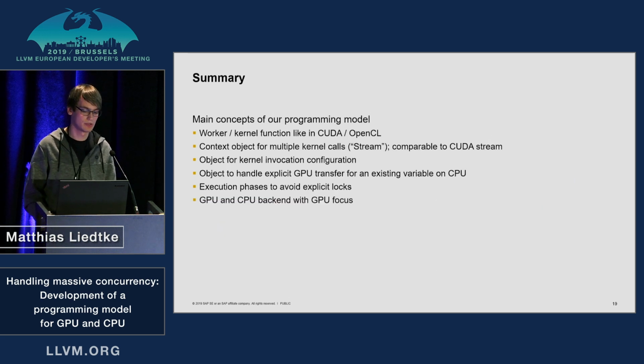So, some summaries about it. What we were able to achieve: our main concepts were a worker kernel function, which was mainly just marked with a keyword to know, okay, this is a kernel function, and this is comparable to what CUDA and OpenCL do. And for the explicit data transfers, we have this context object, it's called stream, and it's really similar to what CUDA offers with their stream operations.